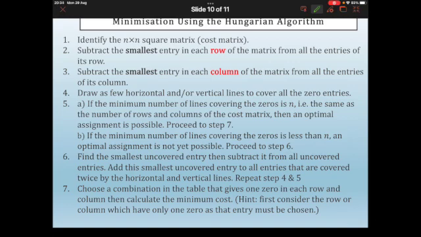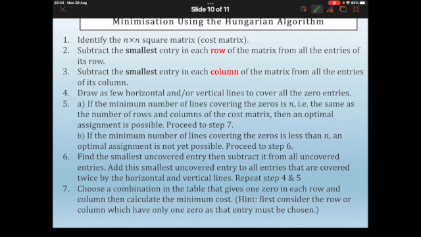So what you need to do is find the smallest uncovered entry, subtract it from all uncovered entries, and then add this to the entries which are covered twice by the horizontal and vertical lines. Then repeat steps 4 and 5. Generally, after one iteration, you will be able to go from 5A to 7. Very occasionally you may have to go to 5B again, do 6 again, and repeat it, and then you can go to step 7.